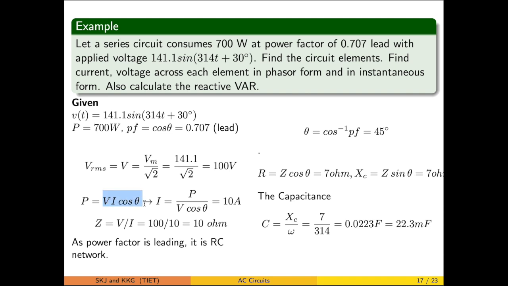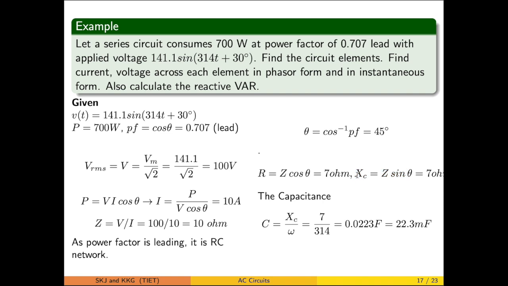V is a phasor quantity, so I will also be a phasor quantity. Its magnitude will be P upon V cosine theta, which gives rise to 10 ampere. Then V upon I is the impedance value. It is not to be taken as resistance because it is a series AC circuit. So this is 10 ohm. Now this lead nature specifies that it is an RC circuit, and theta can be calculated as cosine inverse of the power factor, which results in 45 degree. We can calculate the value of resistance and reactance by the impedance triangle.